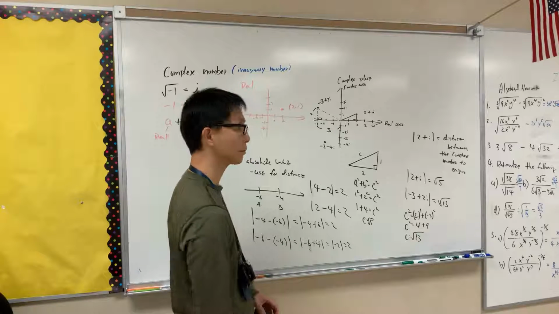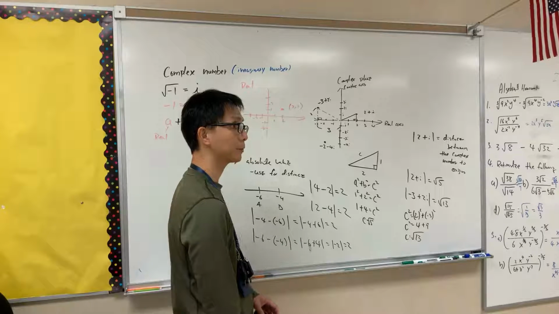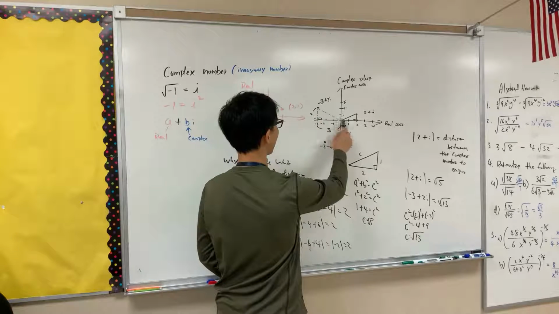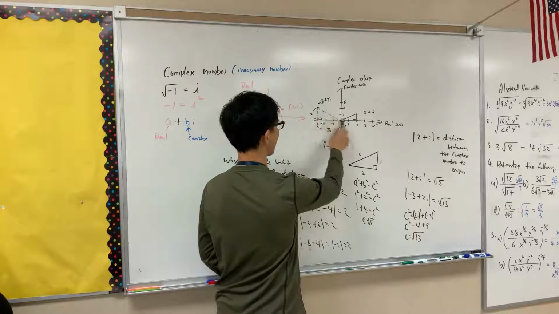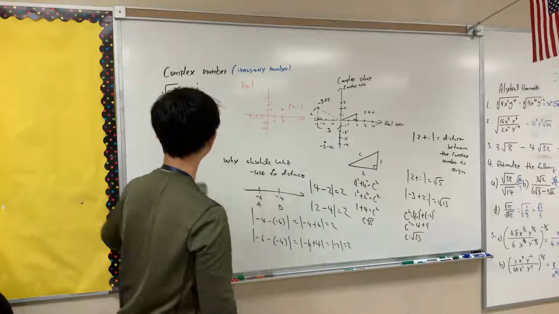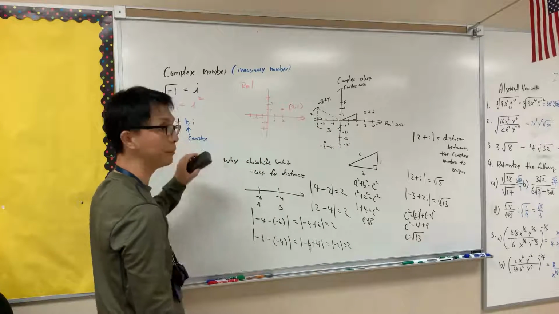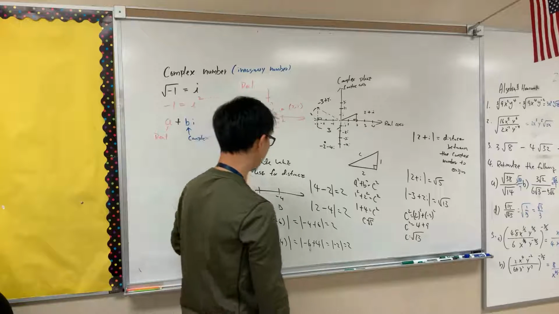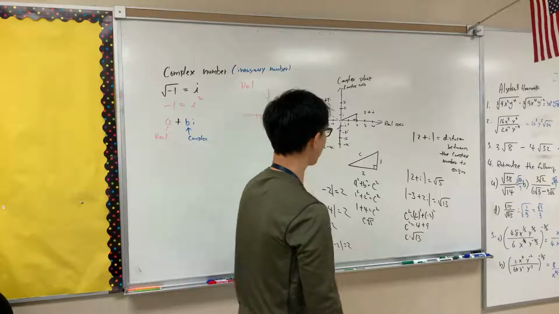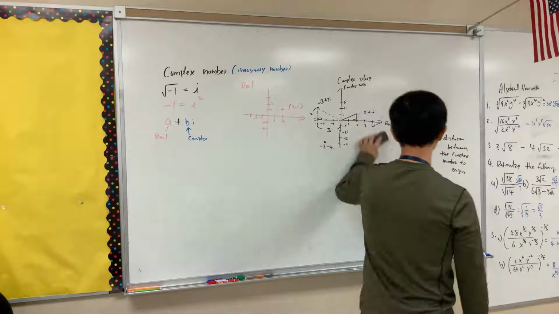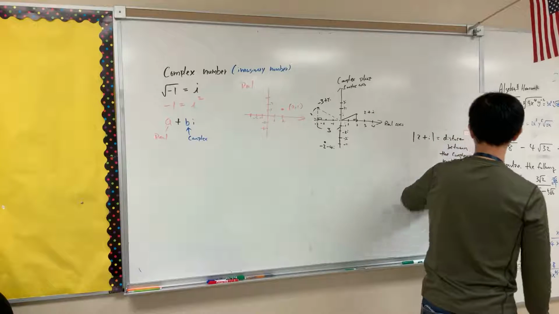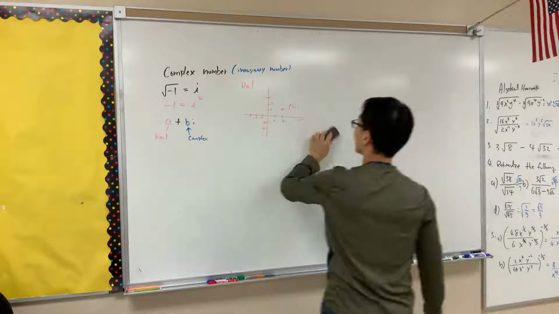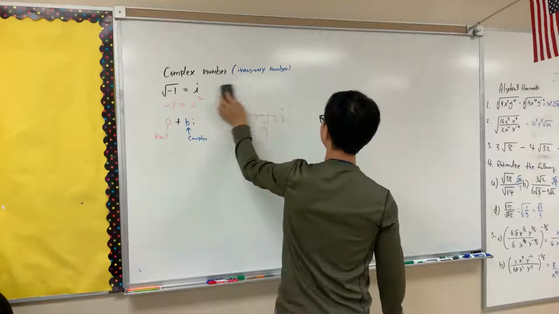Got it? Square root 13. Because this is size 3, this is size 2, I need to find the distance from this point to this point. Are we okay here? If you don't understand, you can watch the video back. Absolute value just means the distance from here to the origin, and you can use the right triangle to find out. But that's not what we're going to test on too much. We're going to talk about this again.